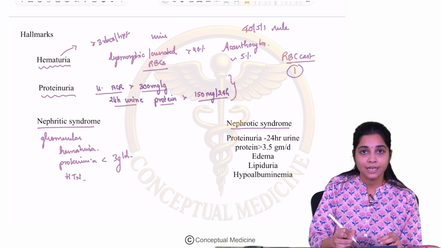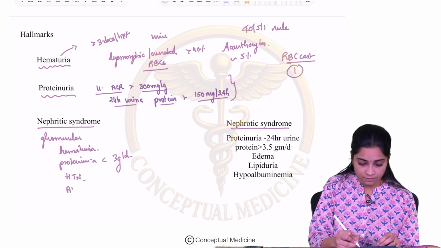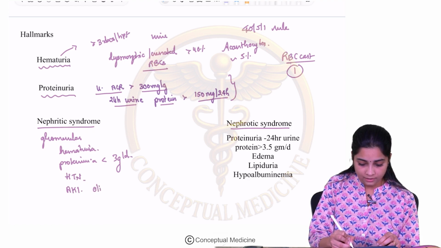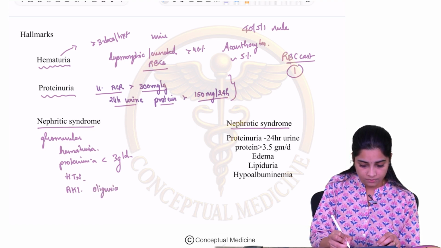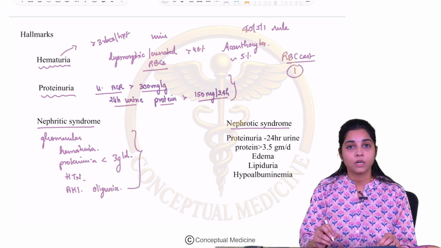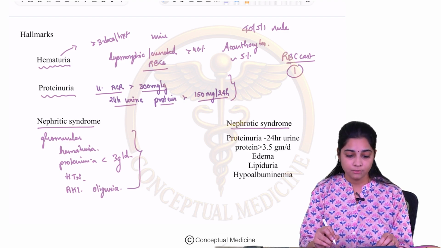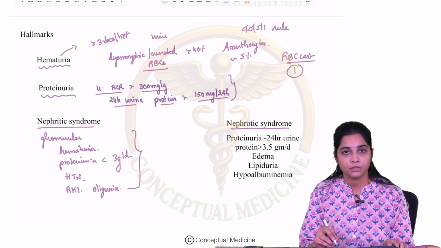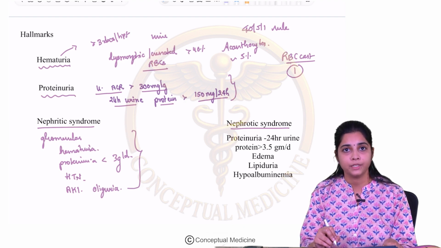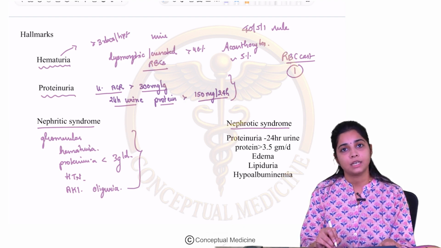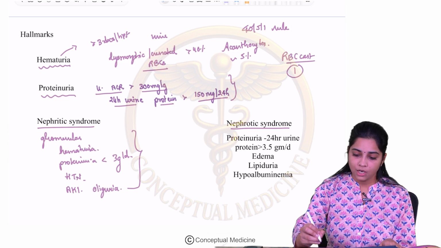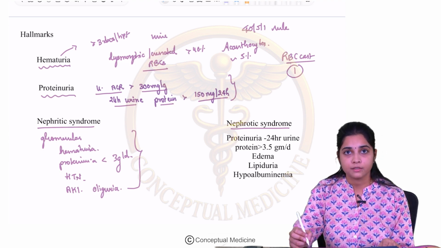Then the patient will have hypertension, AKI and oliguria. Okay. So what are the components of nephritic syndrome? It is a glomerular pathology where you have hematuria, proteinuria, hypertension, AKI and oliguria. Now how is it different from the nephrotic syndrome?